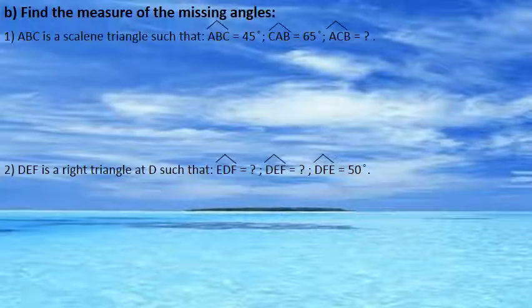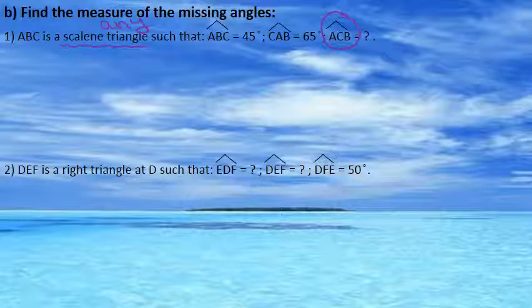Now we should find the measure of the missing angle or angles. ABC is a scalene triangle. Scalene triangle means it is any triangle, it has nothing particular. Angle ABC is equal to 45 degrees. Angle CAB is equal to 65 degrees. Angle ACB is equal to question mark. So angle ACB is the missing angle.